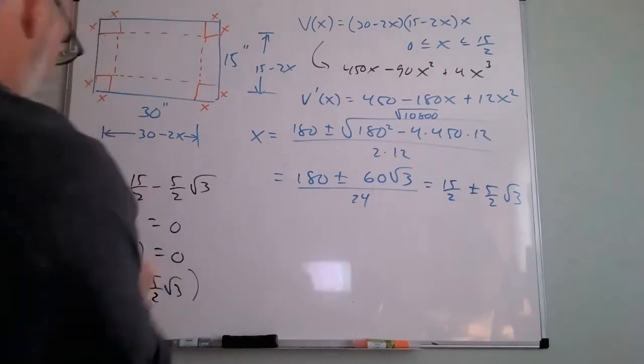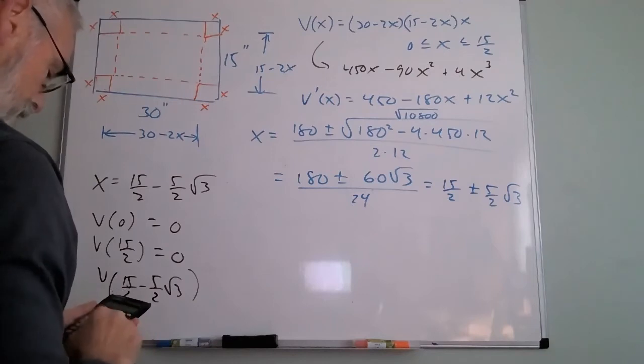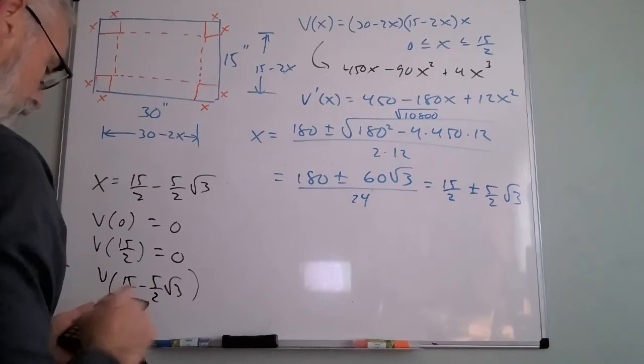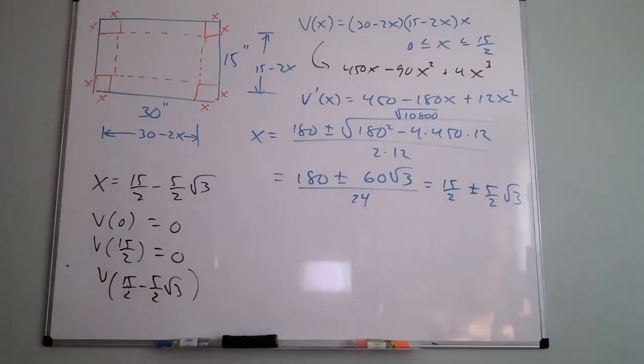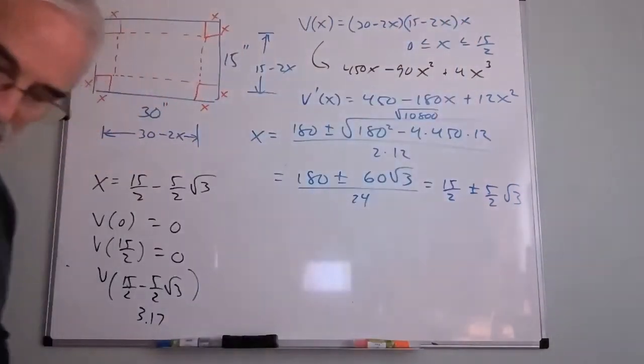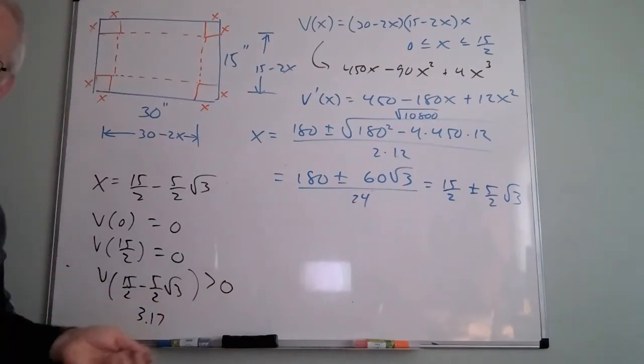All right. So if I use that, what is that number? That's 15. It's about 3.17. This is about 3.17 approximately. So if I use that value in here, this is definitely going to be positive. And I'm just going to leave it like that. I'm going to say this is positive. I don't really care what the value is yet.